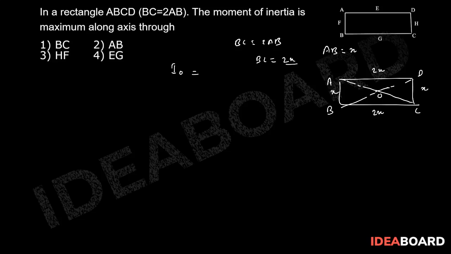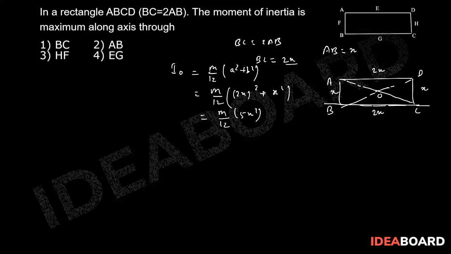So for a sheet, this will be m by 12 (a square plus b square), where a is the length and b is the width. What is the value of a? That would be 2x squared plus b, which is x squared, correct? So this will be m by 12 into 5x squared, correct? Now we don't need the perpendicular axis passing through O. We need it for BC.